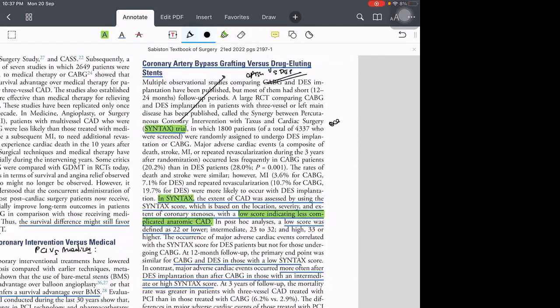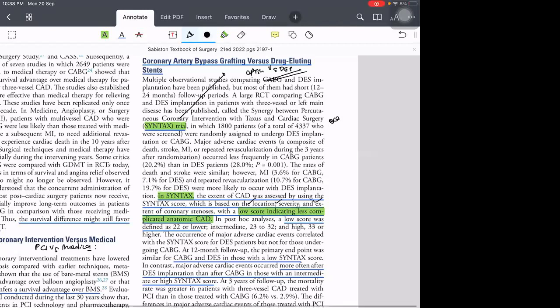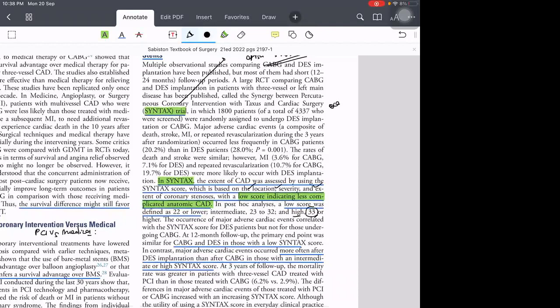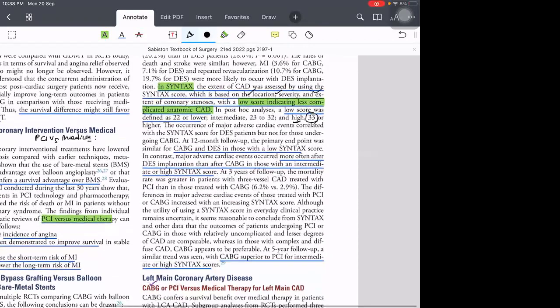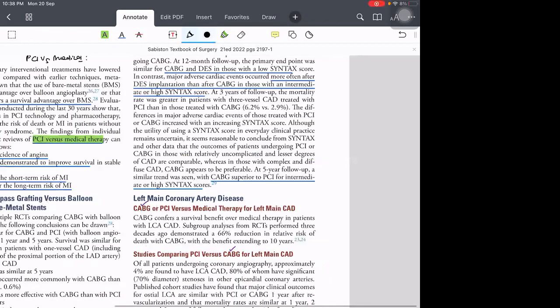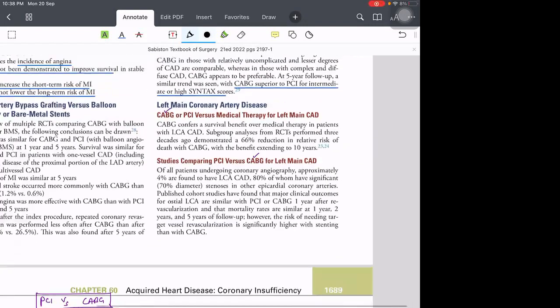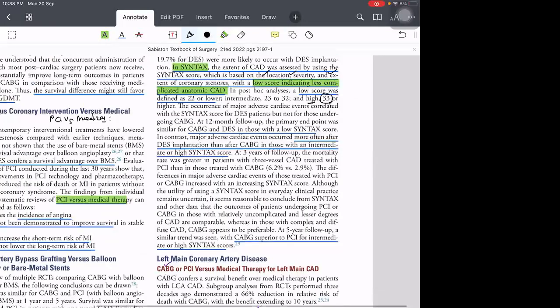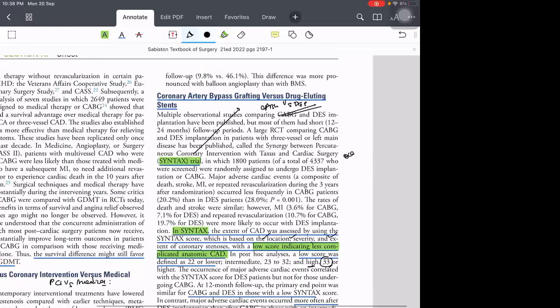So what is the SYNTAX trial conclusion? They gave one scoring system called the SYNTAX score, which is based on the location, severity, and extent of the coronary stenosis. A low score indicates less complicated anatomical CAD. If the score is less, then it is less complicated. If the score is very high, more than 33, then it is called highly complicated. That's what you remember. Just remember SYNTAX is between CABG and DES. So CABG with DES is our SYNTAX trial.